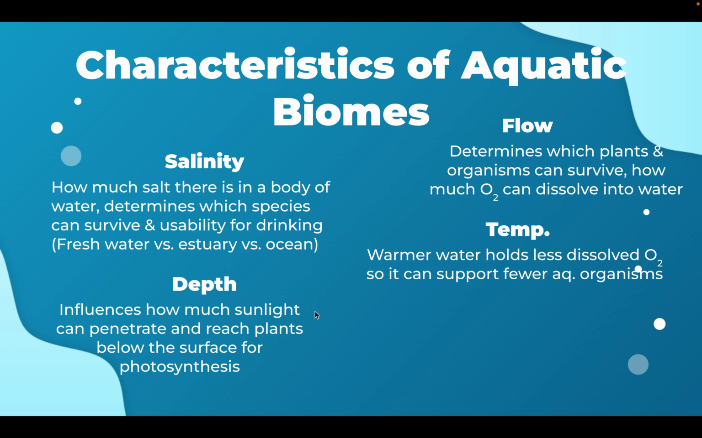Depth, so this comes down to light penetration. So the depth of the water influences how much sunlight can penetrate down and then reach plants below the surface for photosynthesis. So certain areas the sunlight can reach much further than others. The flow of the aquatic biome. So this determines which plants and organisms can survive and how much oxygen can dissolve into water. The higher the flow, the lower the O2. And if there's a really high flow, plants and organisms have to be able to attach themselves to things so they don't get swept down a fast moving river if they're not adapted to a fast moving river, for example. And then temperature.